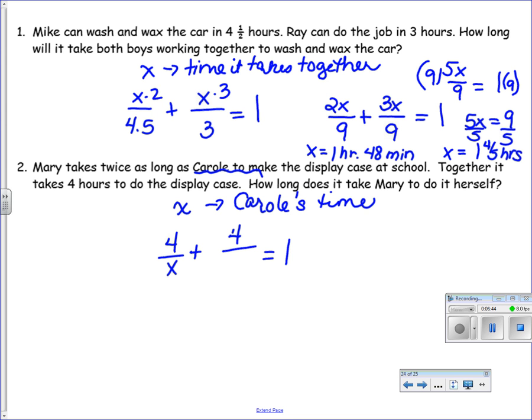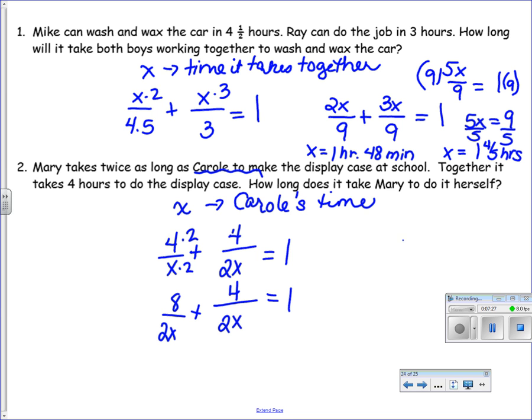Okay, then now we got to go to Mary, but Mary takes twice as long as Carol. So it's 2x. Twice, remember, twice means times 2. And so this is my initial equation. Now, because we're adding, we're going to have to get a common denominator again. So we're going to need a 2x. So we're going to need to multiply the bottom by 2, so we're going to multiply the top by 2. So we're going to get 8 over 2x. And then this one's fine the way it is. So it's just going to be 4 over 2x. Okay, and then we can add.